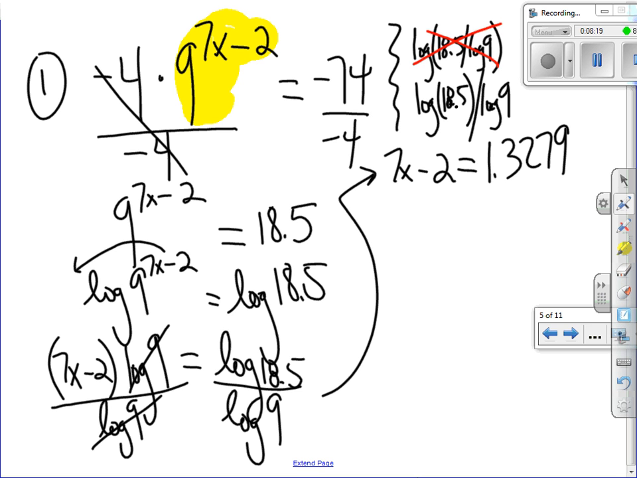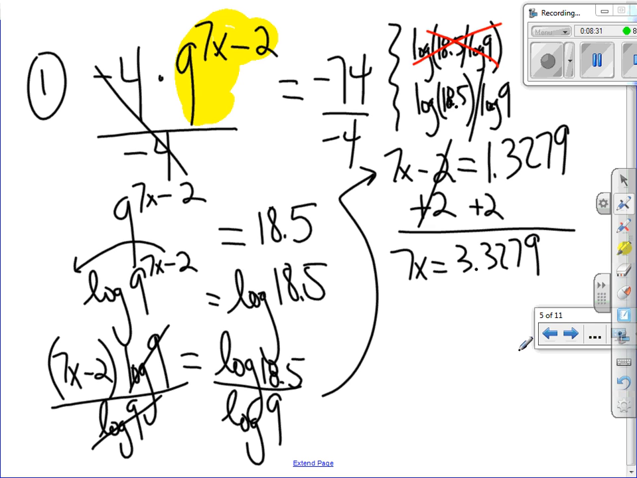what are we going to do to start getting our x by itself? The next thing we would do is add 2 to both sides. That's going to give 3.3279, and then to shine it off, divide both sides by 7. And let's just do that. Quick flick of the wrist on the calculator.